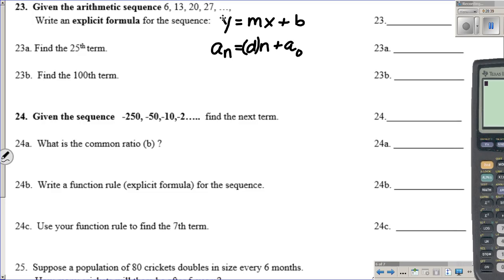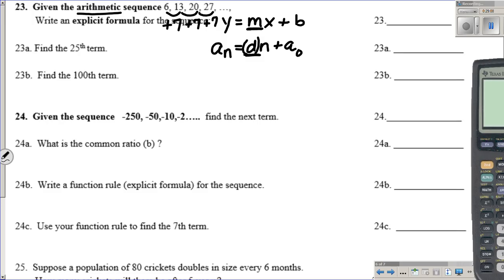So we're given a sequence 6, 13, 20, 27. The first thing I'm going to look at is the pattern. So I see that this is increasing, and I know it's arithmetic, so it has to be an addition pattern. So what would I add to 6 to get 13? And that's plus 7. Let's make sure it works all the way across. 13 plus 7 equals 20. And 20 plus 7 equals 27. Now, we have found what is identified as the slope or the common difference.